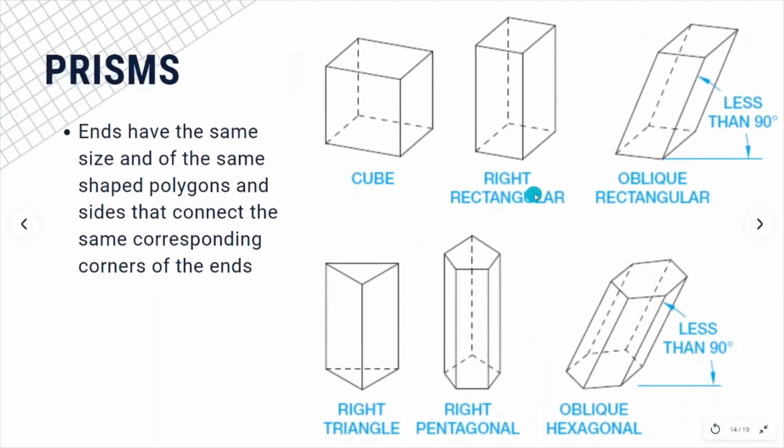So cube, right rectangular, oblique rectangular, those are examples of prisms. As you can see, the hidden lines or broken lines are represented, no? So you cannot see those in the actual view. This is the proper way to present hidden lines in an object.